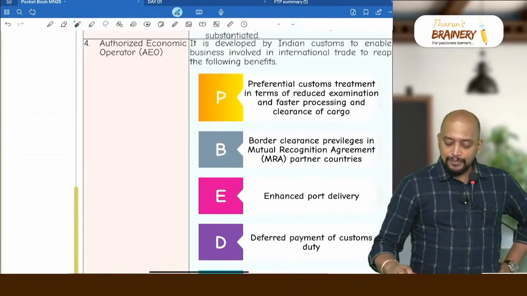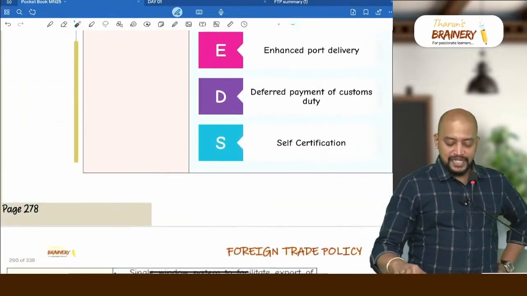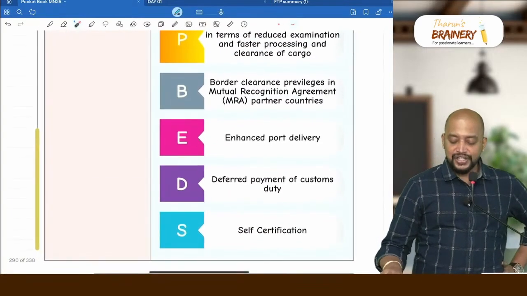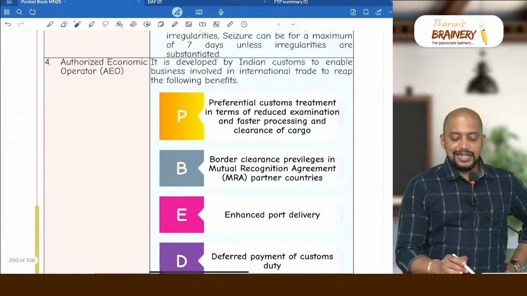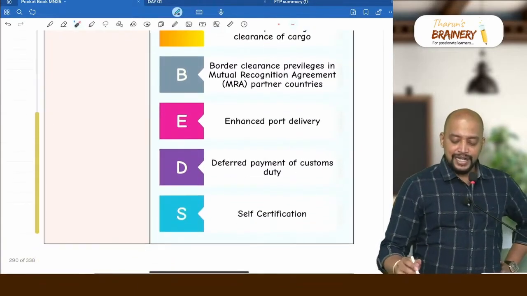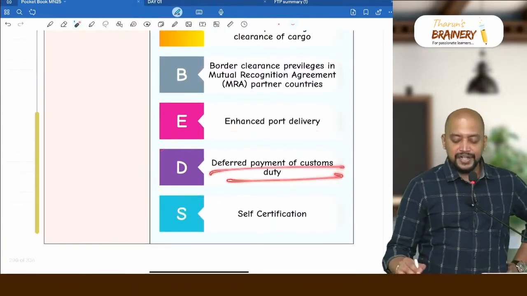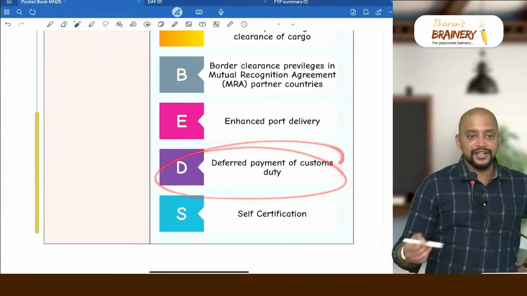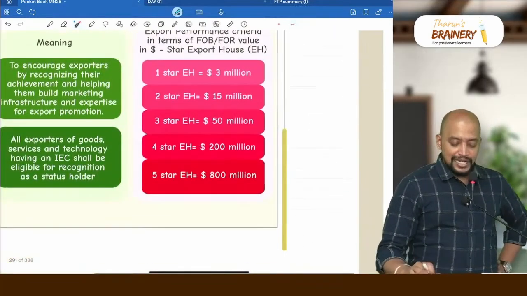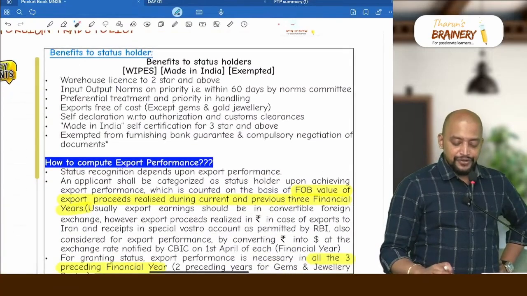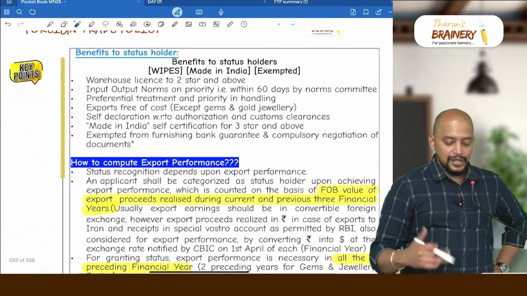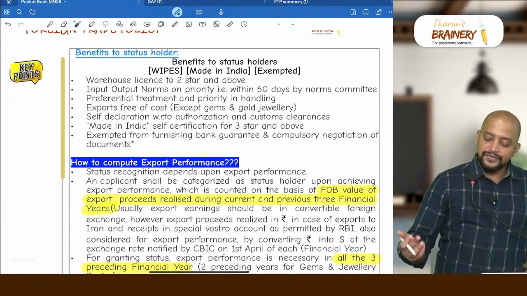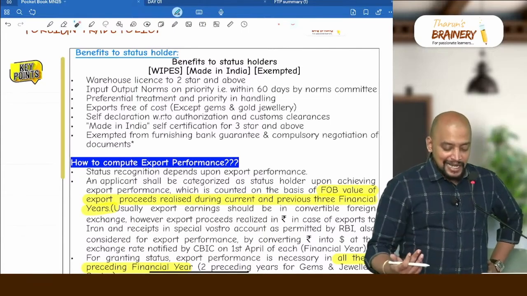So preferential bids. In preferential bids, page number 278, you can see for authorized economic operator, what are the benefits? You can see deferred payment of customs duty. So they don't have to pay customs duty immediately, they can defer that customs duty. Also, there are some status holders. If you see these status holders, they also will get various benefits.